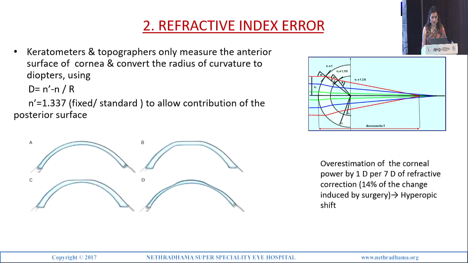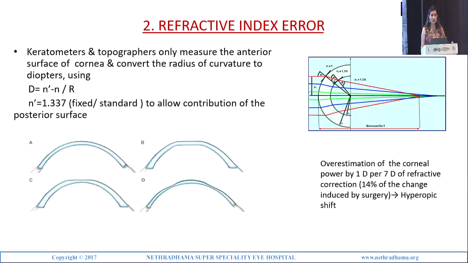So this is not very accurate, and this leads to an overestimation of corneal power and eventually a hyperopic shift. Refractive index error is again because most of the keratometers and topographers only measure the anterior surface of the cornea, and then they convert this to the radius of curvature, which is converted to diopters using this formula, wherein the refractive index of the cornea is assumed to be a fixed one, assuming a fixed relation of anterior and posterior curvature, which actually is not.